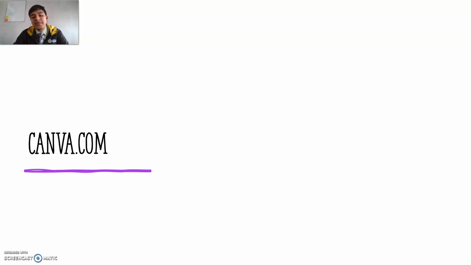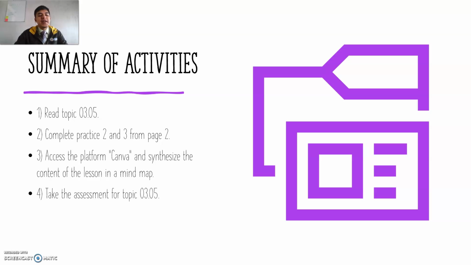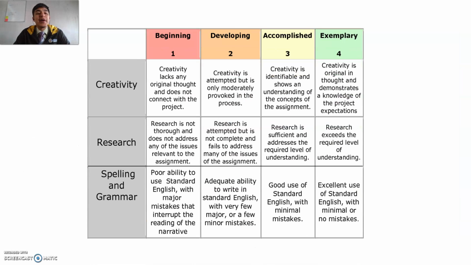So, in order to access Canva, you need to go to canva.com and select one mind map that actually calls your attention and you think you can use adequately to synthesize the content. You can use it as the summary for today. So the mind map is basically the summary. You don't have to do anything else besides that. And of course, the activities that are specified here as the assessment from topic 3.05. Here you have the rubric that I will use to evaluate your mind map in Canva. So you can go ahead and stop the video if you would like to check a little bit more what I'm going to be evaluating.